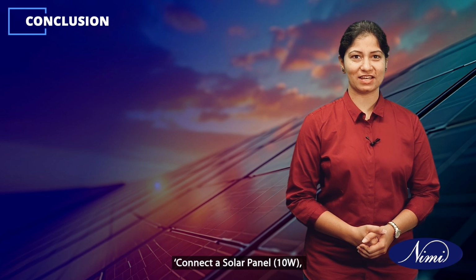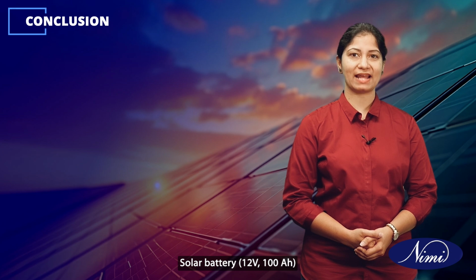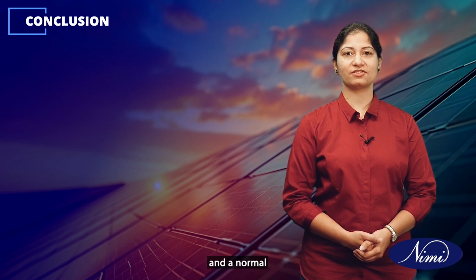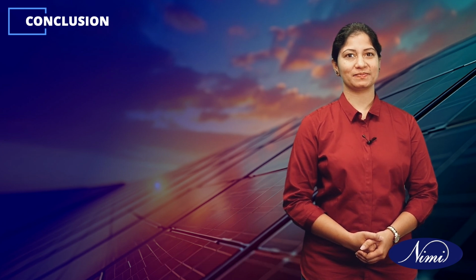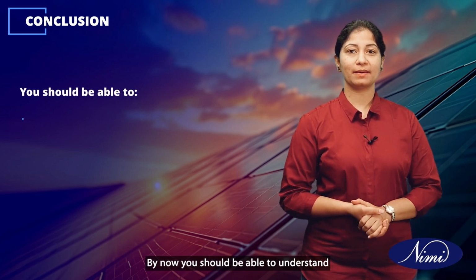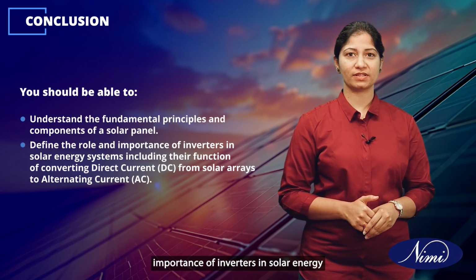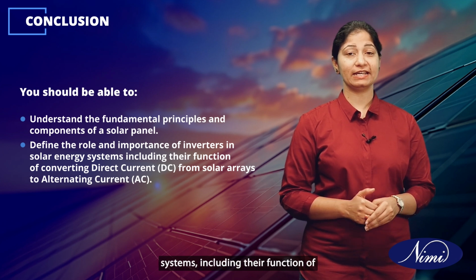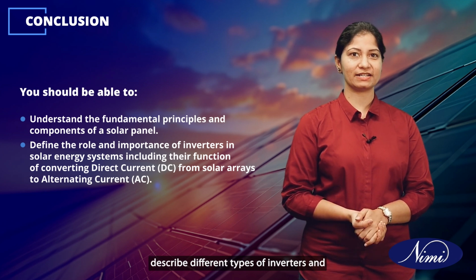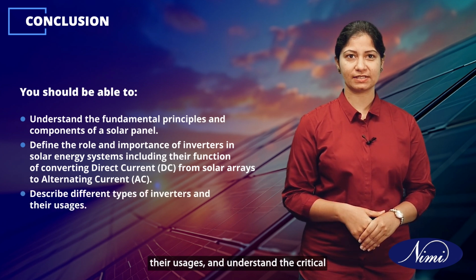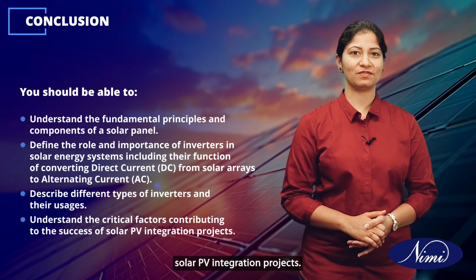We have reached the end of this session on connecting a 10 watt solar panel, a 12 volt 10 ampere solar charge controller, and a 12 volt 100 ampere hour solar battery to a normal inverter and converting it to a solar inverter. By now, you should be able to understand the fundamental principles and components of a solar panel, define the role and importance of inverters in solar energy systems, including their function of converting direct current (DC) from solar arrays to alternating current (AC), describe different types of inverters and their usages, and understand the critical factors contributing to the success of solar PV integration projects.